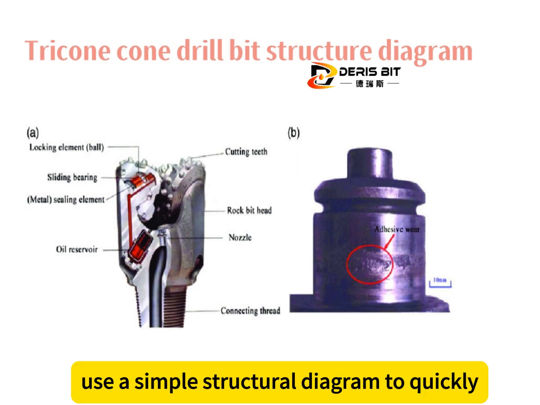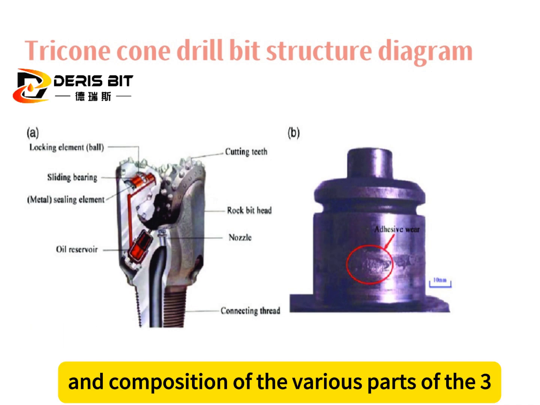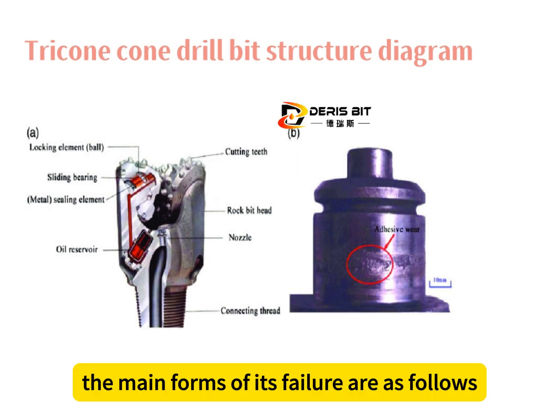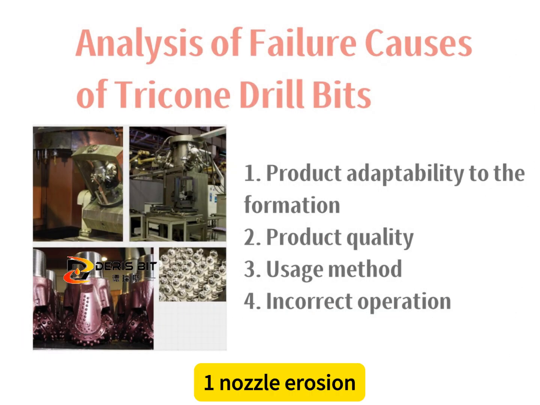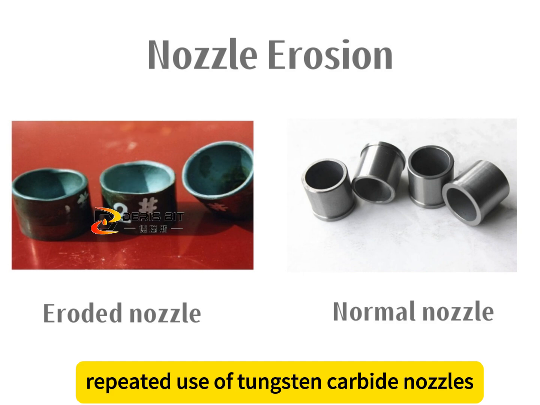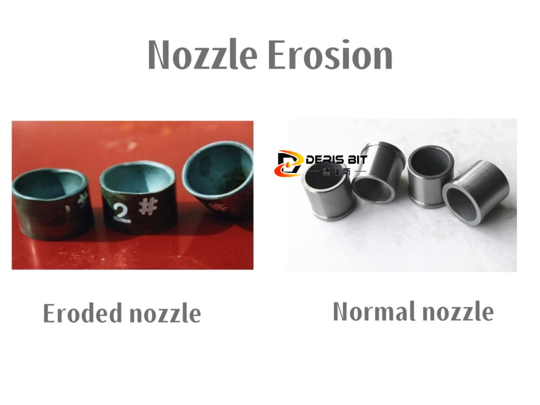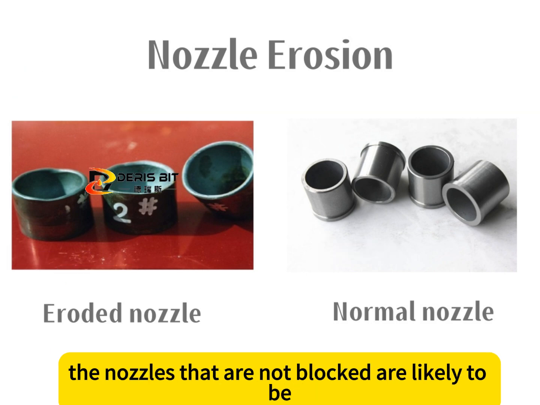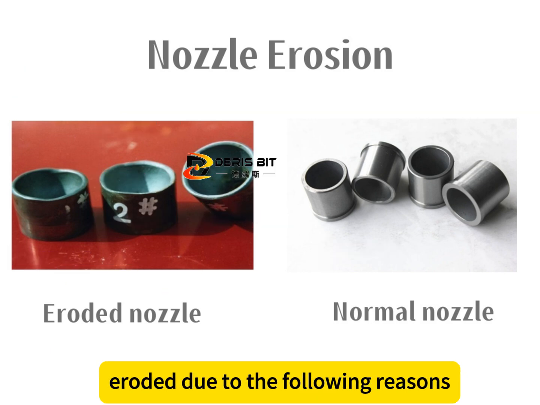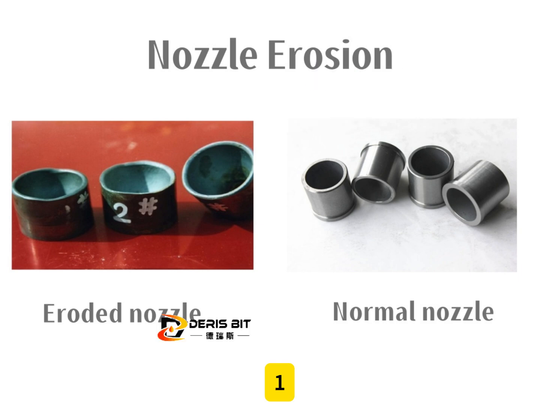Next, let's take a look at the manifestations of the failure of the three-cone drill bit. Here we first use a simple structural diagram to quickly understand the names and composition of the various parts of the three-cone drill bit. The main forms of its failure are as follows. 1. Nozzle erosion. Repeated use of tungsten carbide nozzles. This situation often occurs if one or more nozzles are blocked.